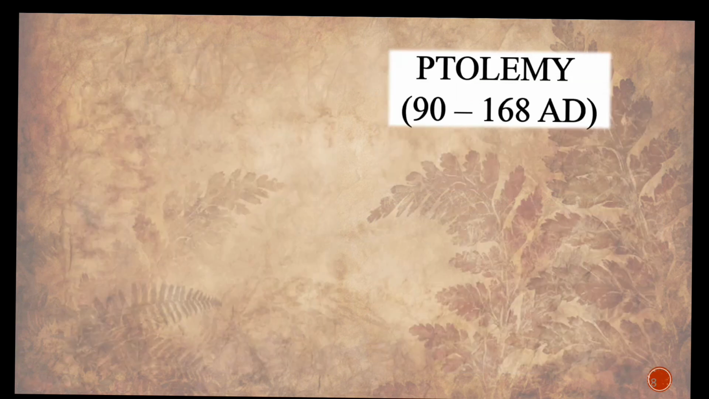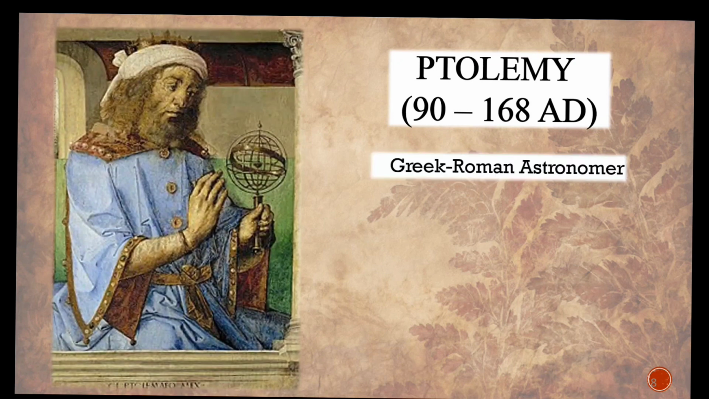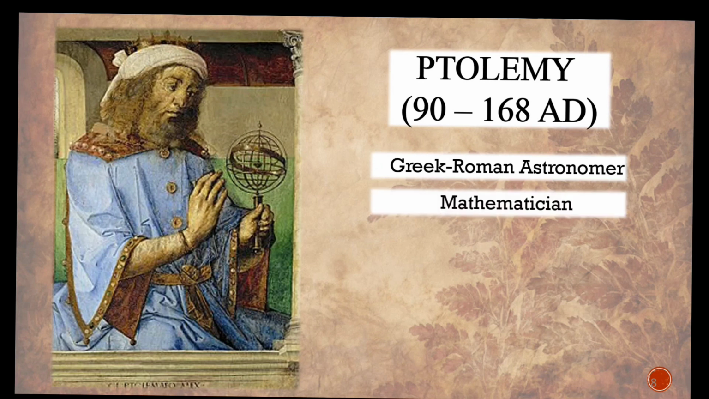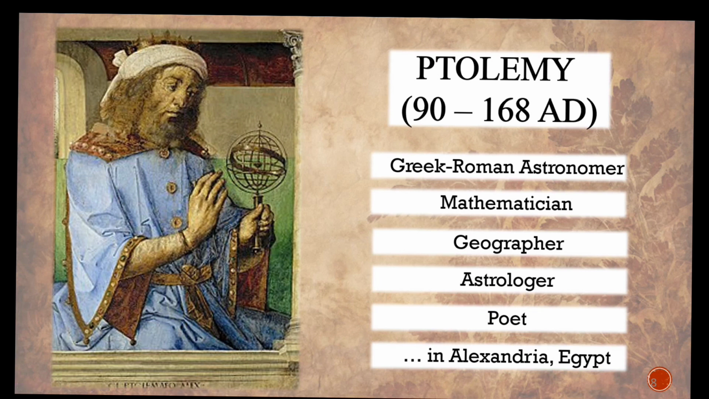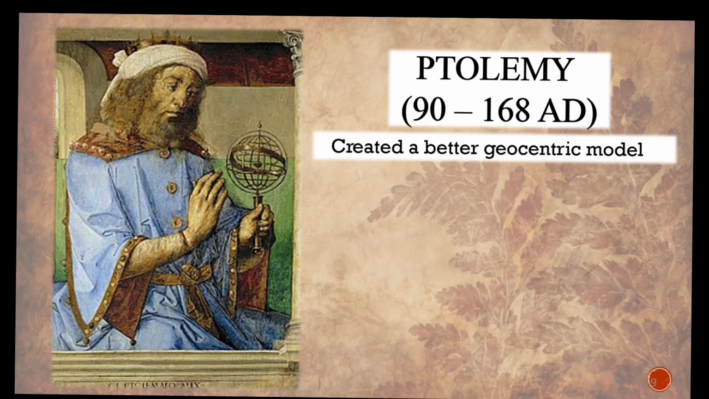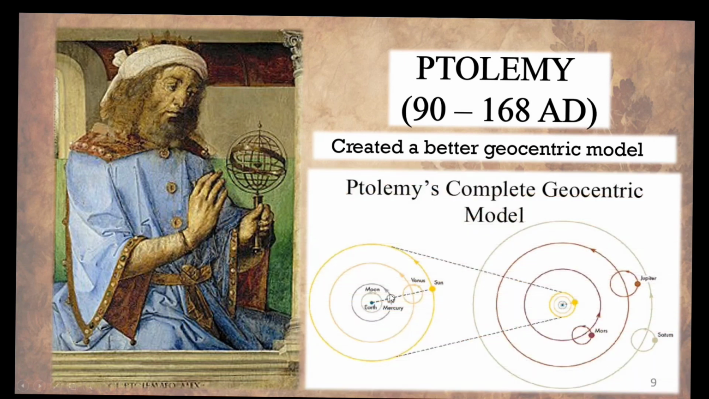Then Ptolemy. Ptolemy is a Greek Roman astronomer, whom we already mentioned a while ago. He is a mathematician, a geographer, astrologer, and poet, and he is from Alexandria, Egypt. He created a better geocentric model of the universe.